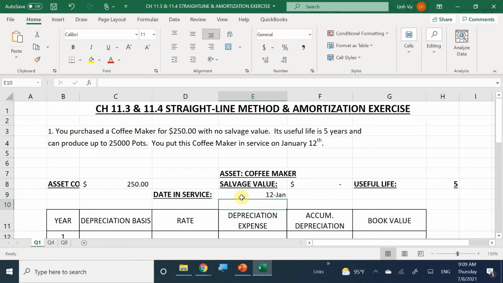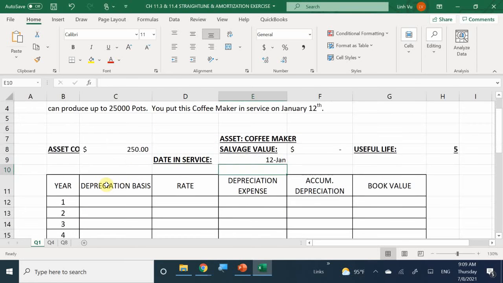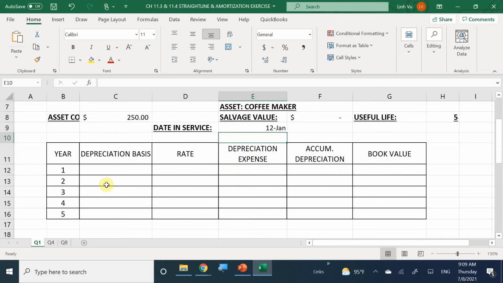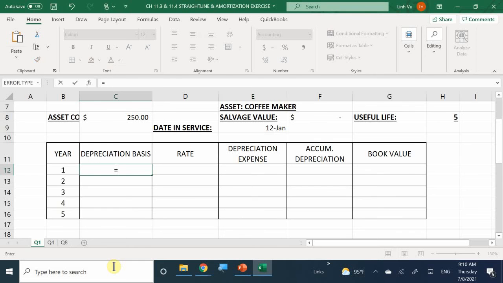If I am looking at January 12th, when do I actually start depreciating it? The whole month, January. Yes, because the assumption is that you're going to be using it more than 50% of the month. So the assumption here is that we depreciate at the end of the year. Let's go ahead and solve for my depreciation basis.